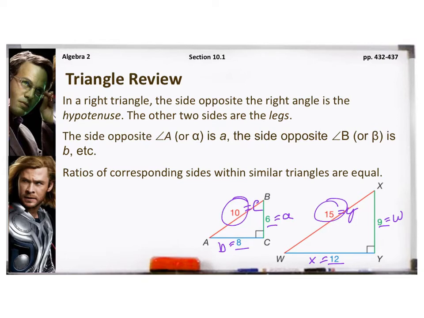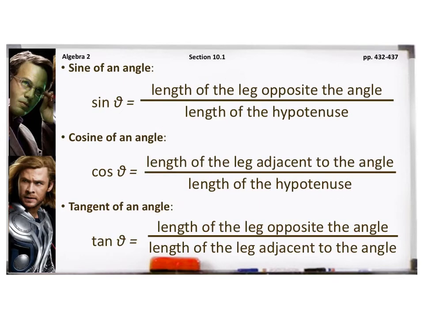Okay, ratios of corresponding sides within similar triangles are equal. These triangles are similar because if I take the side lengths of A, B, and C of triangle ABC and multiply them by 3/2, I get the side lengths of WXY. Okay, so these are similar triangles. And that is also important for you to know.